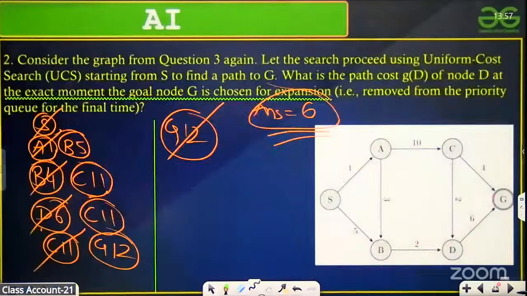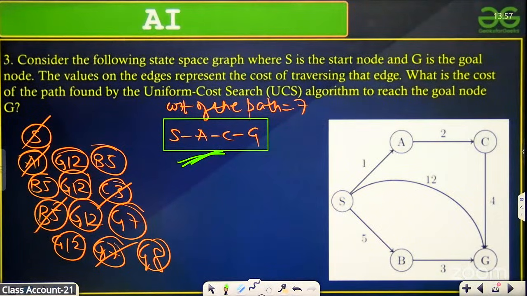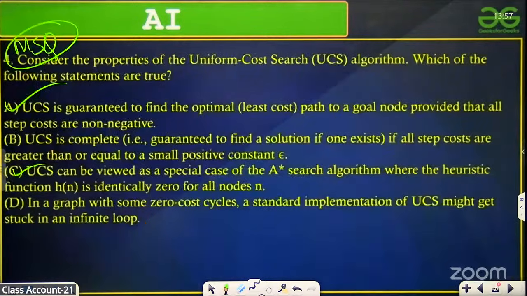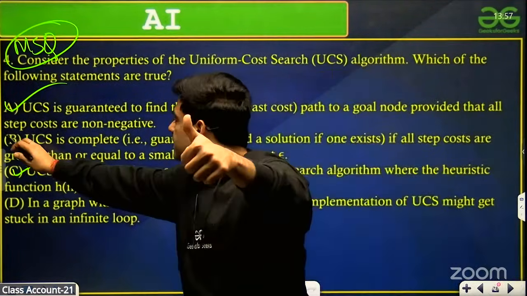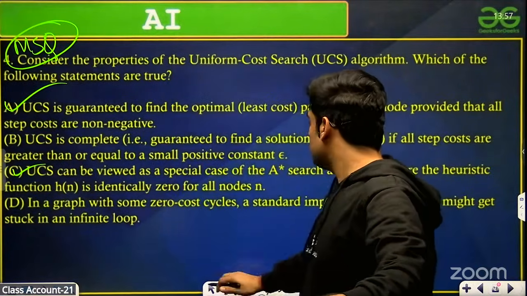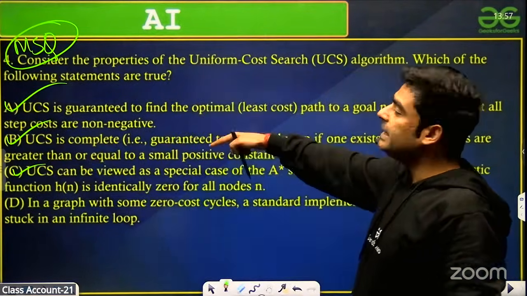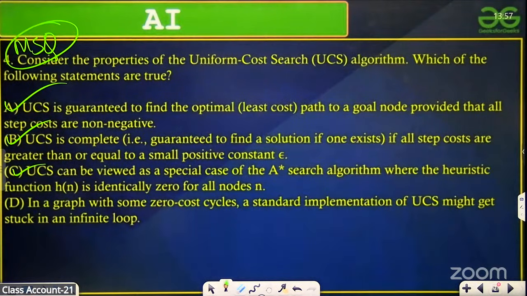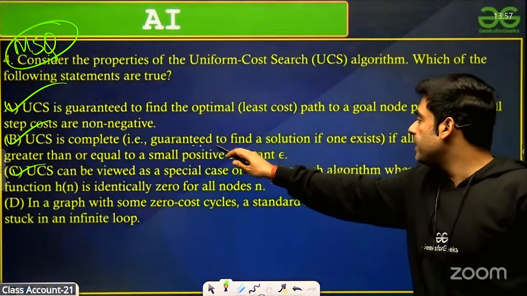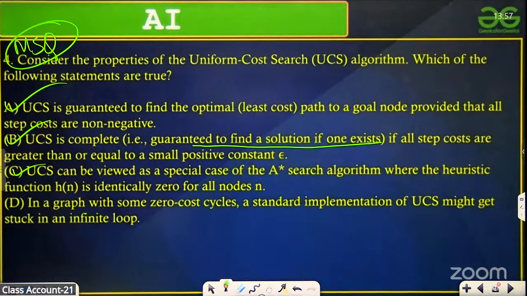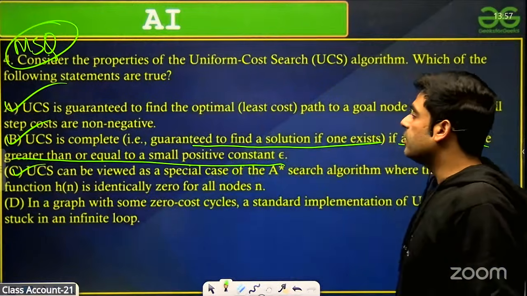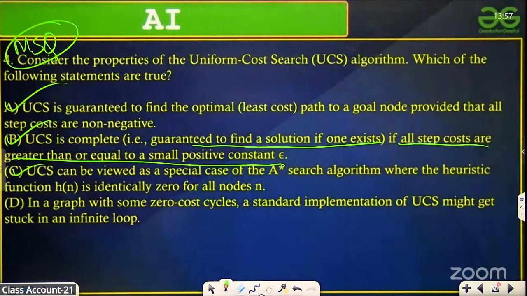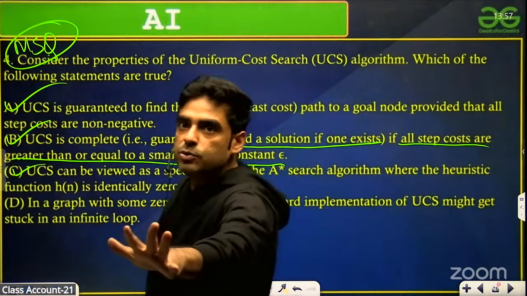Now, on this only, this question has been framed. Yes, UCS is guaranteed to find the optimal path. That is correct. Option A is correct. Then option B: UCS is complete. Yes, that is also correct. What does complete mean? It is guaranteed to find a solution if one exists, if all the step costs are greater than or equal to a small positive constant. That is correct. Now C is already correct. I told you C is already correct.